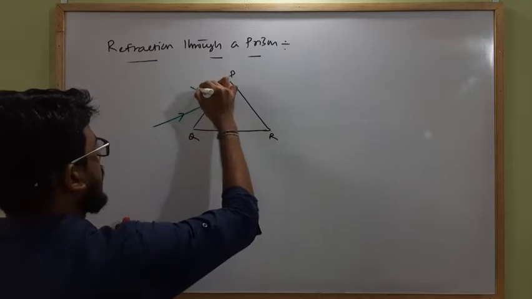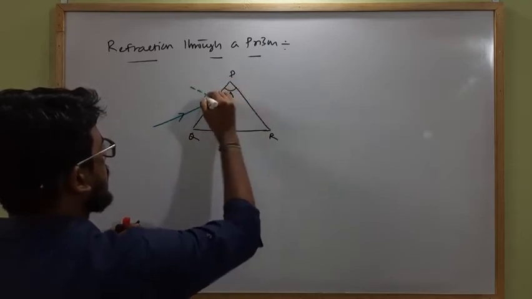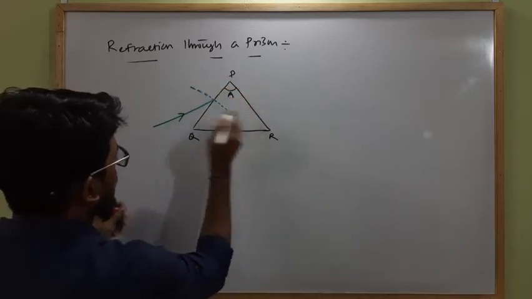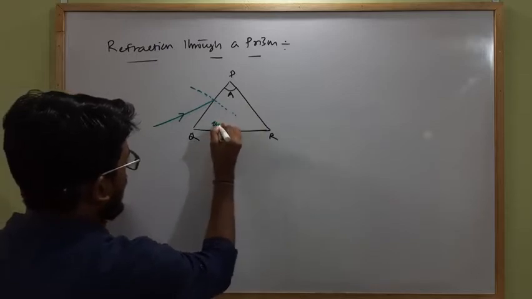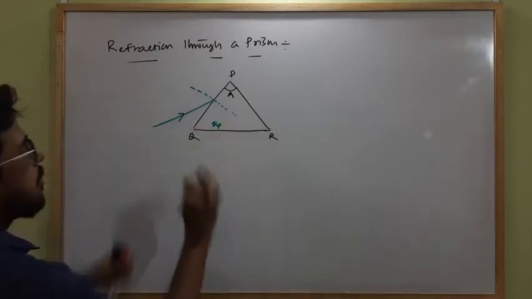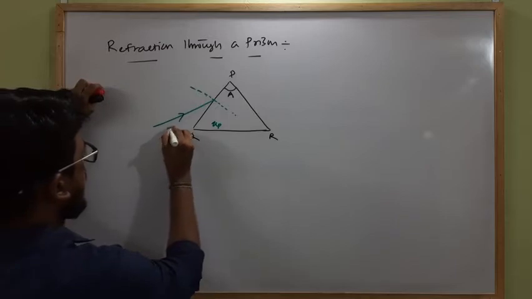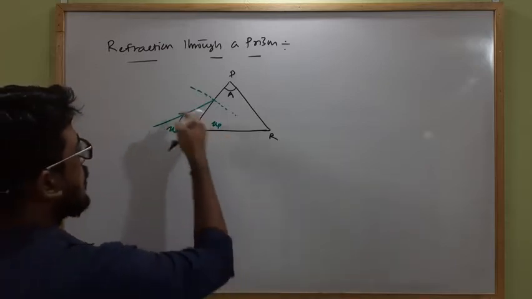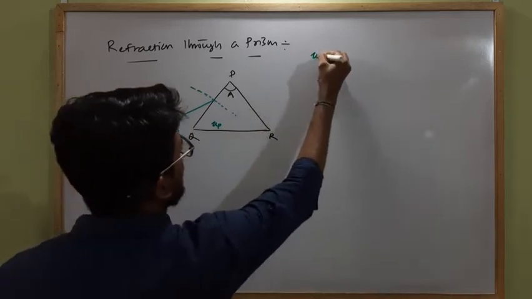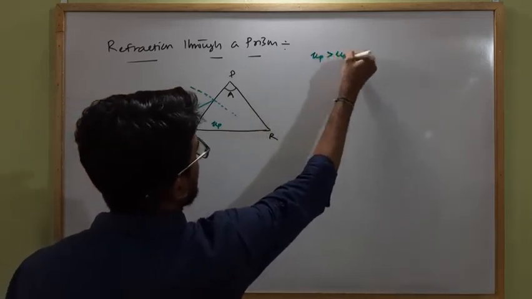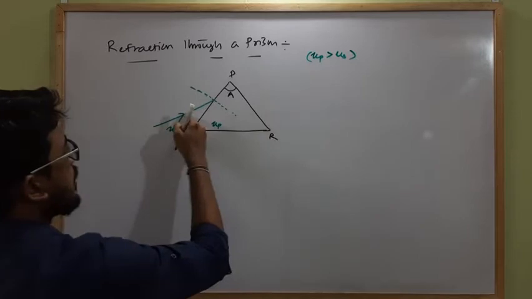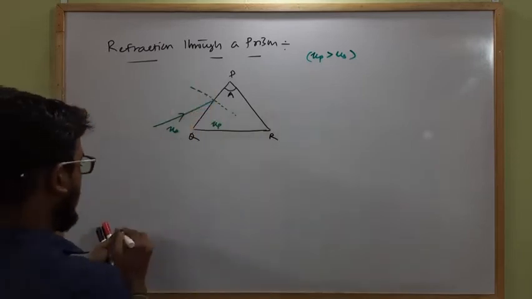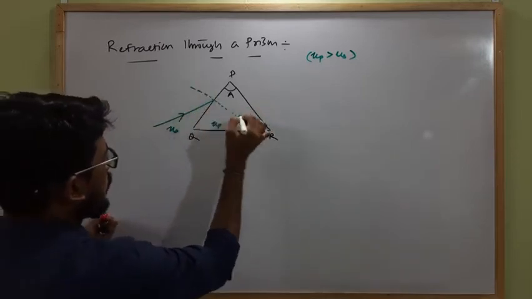Let this be the normal at the point of incidence. Let μP be the refractive index of the prism and μS be the refractive index of the surrounding medium. Clear? So μ prism is greater than μ of the surrounding. So light travels from a rarer to a denser medium, and after refraction it will bend towards the normal.